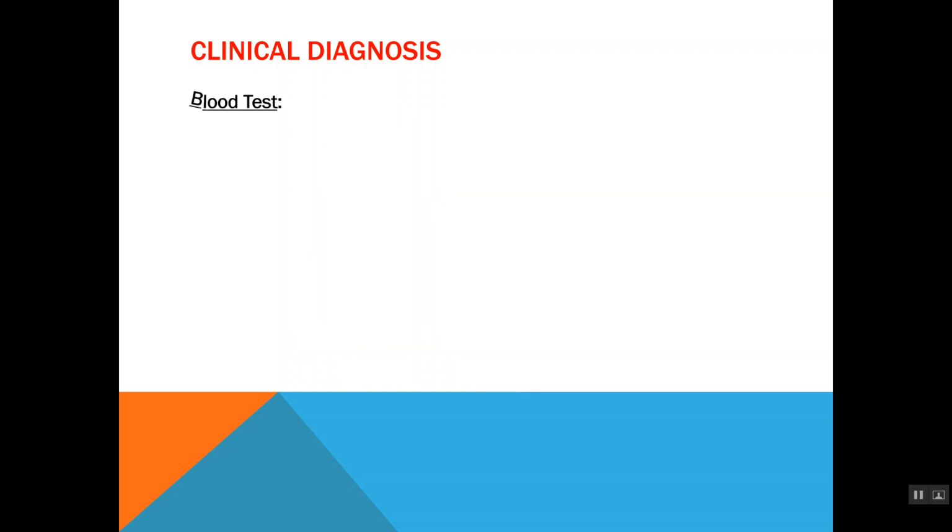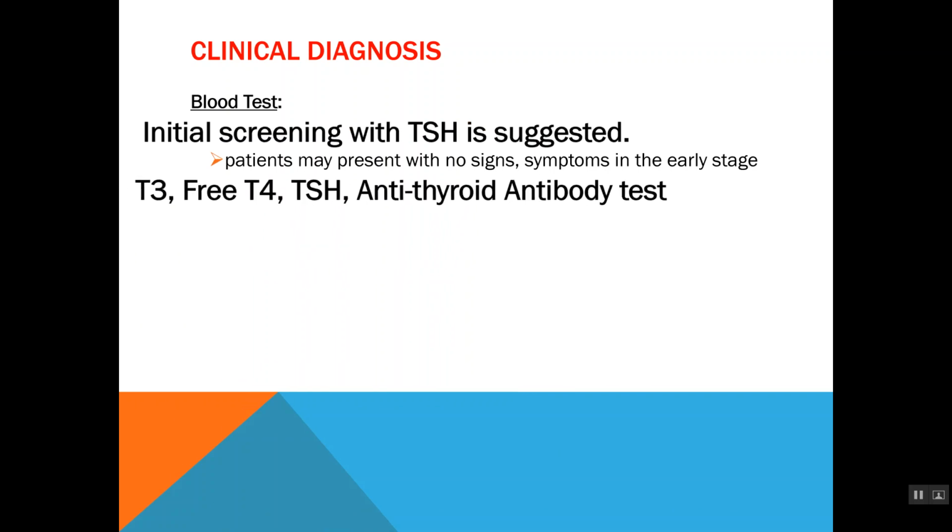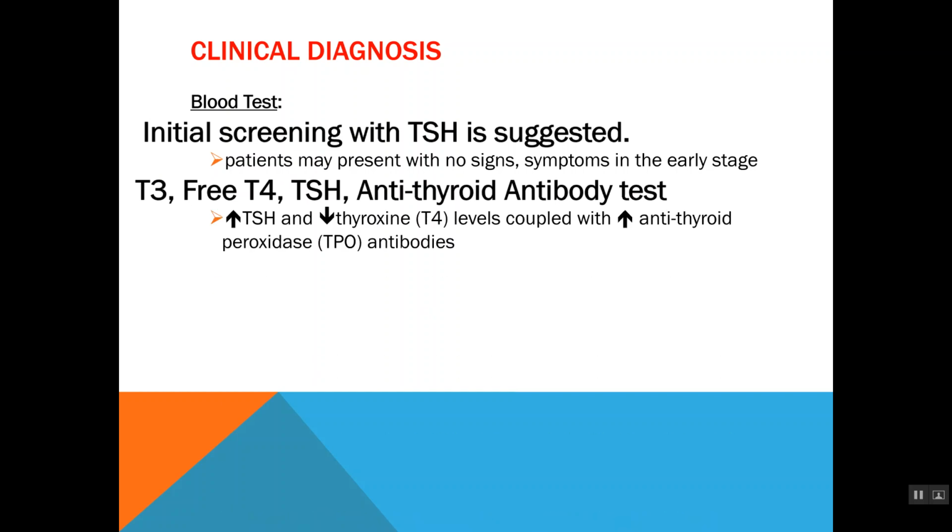We can also use blood tests. Initial screening with TSH is very much suggested because patients may present with no signs or symptoms in the earlier stage. T3, free T4, TSH, and antithyroid antibody tests. Typical lab values should show increased TSH and reduced T4 levels coupled with increased TPO antibodies. In our case, the patient has correlated lab results.